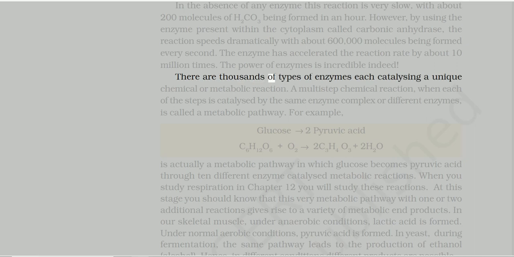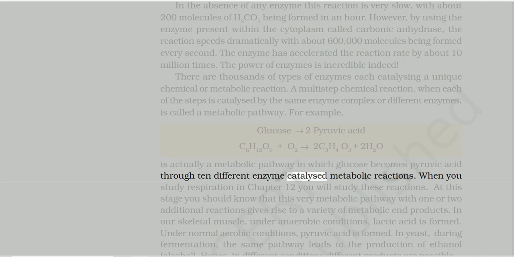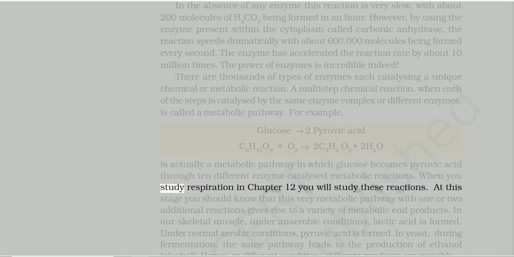There are thousands of types of enzymes, each catalyzing a unique chemical or metabolic reaction. A multi-step chemical reaction, when each of the steps is catalyzed by the same enzyme complex or different enzymes, is called a metabolic pathway. For example, glucose to 2 pyruvic acid: C6H12O6 plus O2 gives 2C3H4O3 plus 2H2O. This is actually a metabolic pathway in which glucose becomes pyruvic acid through 10 different enzyme-catalyzed metabolic reactions. When you study respiration in Chapter 12, you will study these reactions.